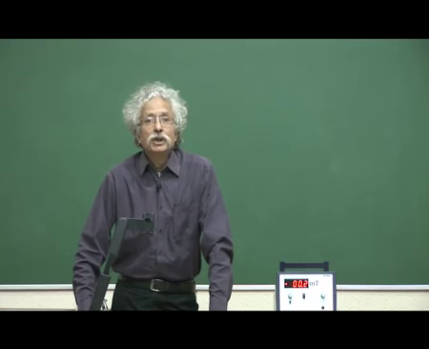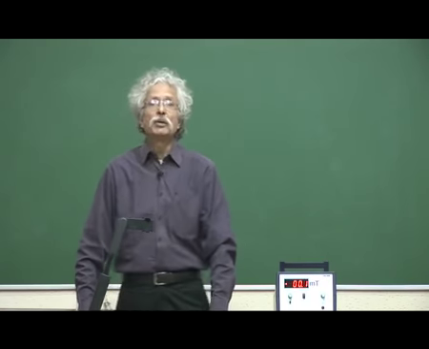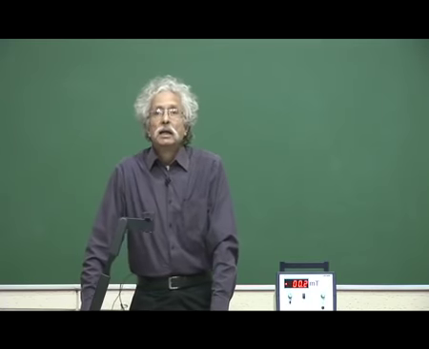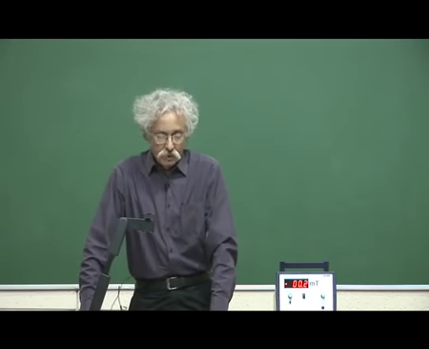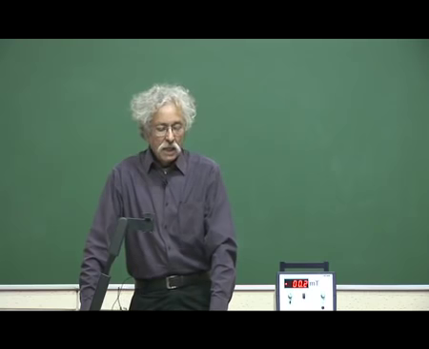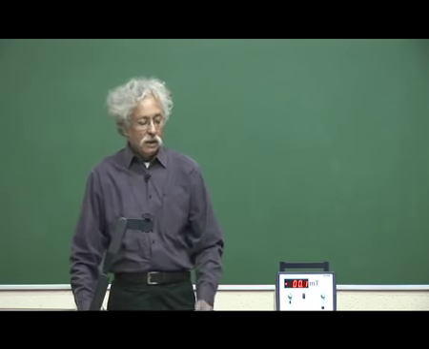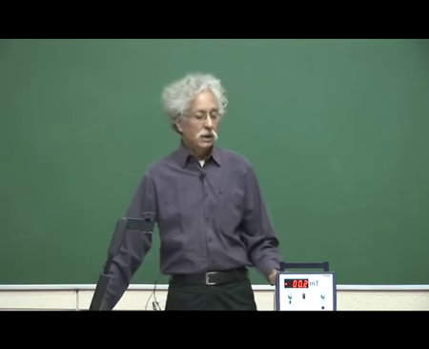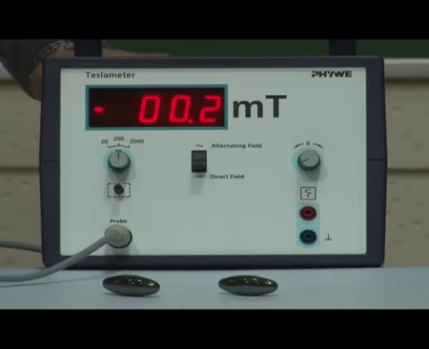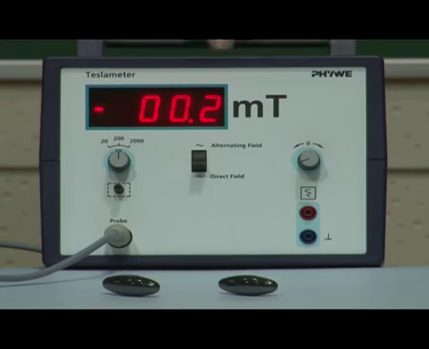Tesla is a very huge unit, so usually we use a smaller unit called Gauss, which is 10 to the minus 4 Tesla. So I will introduce this later on again, and I want to show you that there is a meter here which actually is called the Tesla meter, which measures the magnetic field at any point.